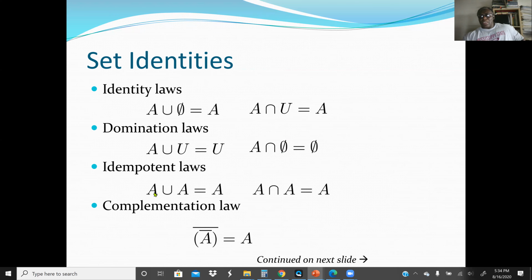Then we also know that A union A, the answer will be A, because we have the same elements in A, the same elements in the second A. So the answer will be the same elements, no duplicates. Same thing with A intersect A, we have the same elements in both, so the answer will be A. Complement: if you have two complements, they will cancel each other. So the complement of the complement of A will be A. We use this rule also in Boolean algebra.